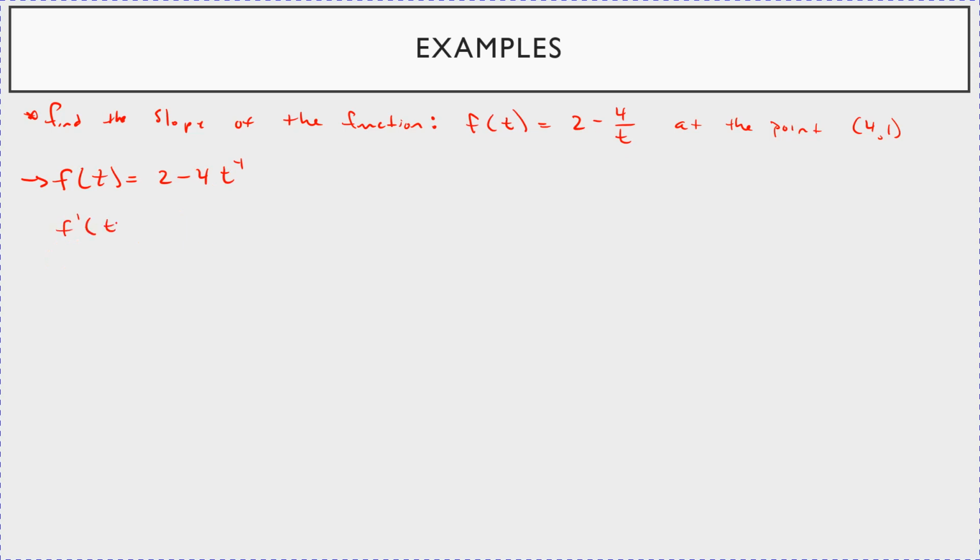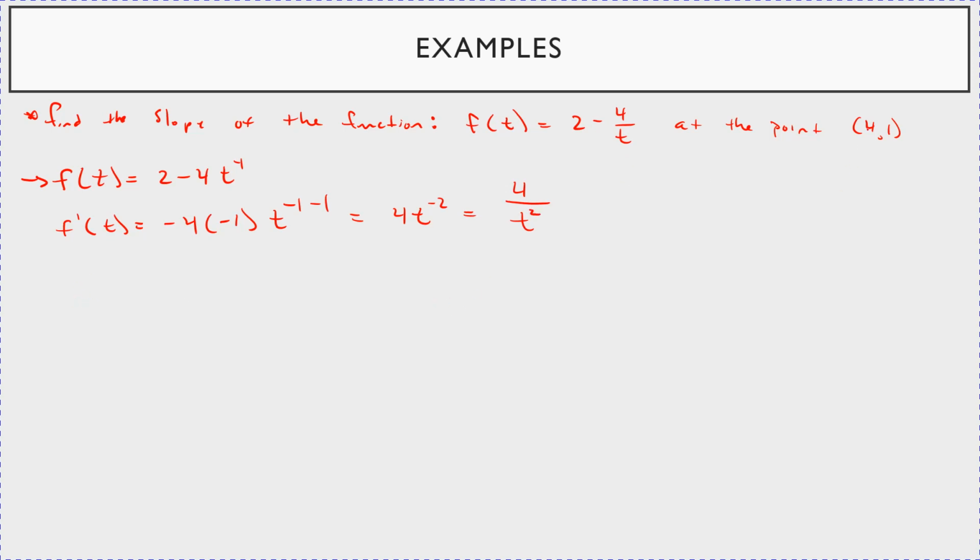So f prime of t, well, derivative of a constant, boom, goes away. This is 0. So bring minus 4, bring the exponent down, minus 1, t to the minus 1 minus 1. So in this case, negative is a positive. So 4t to the minus 2. So this is just 4 over t squared.